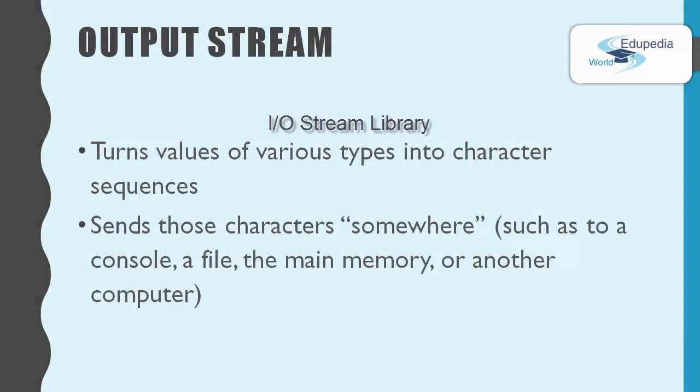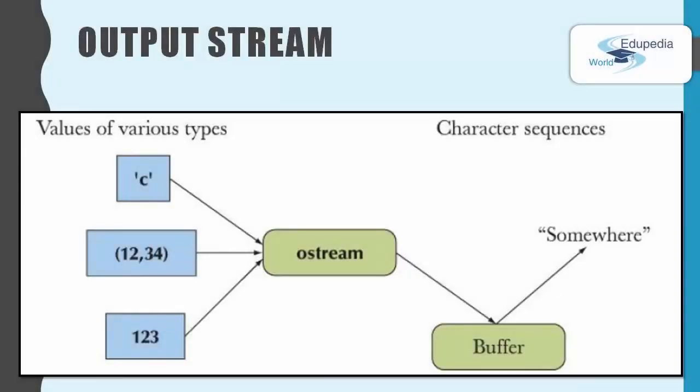We first take the output stream, ostream. It turns the values of various types into character sequences and sends those characters somewhere, such as the console, a file, the main memory, or another computer. We can represent an ostream graphically like this. So here you can see how it turns the values of various types into character sequences: the character C, the int array 12 and 34, and the int value 123. And also we can see how it sends those characters somewhere else.